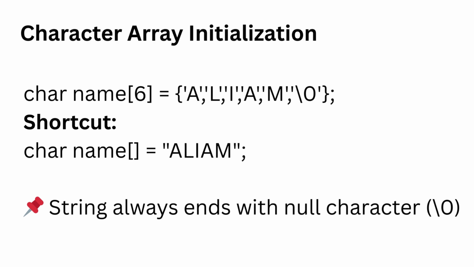In case of character array initialization, you have to store all of the characters one by one within single quotation. Otherwise, you can write the whole string within double quotation. In each case, a string always ends with a null character.